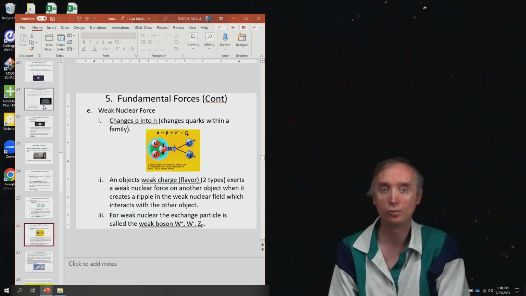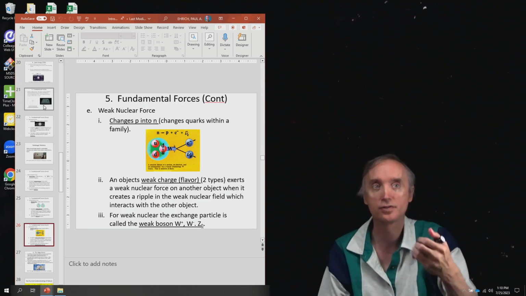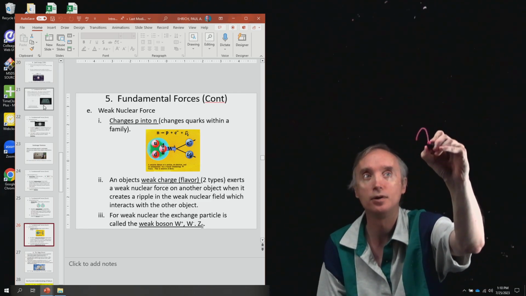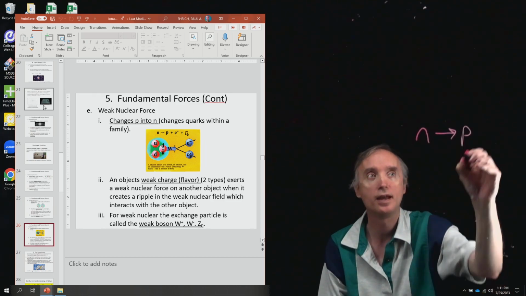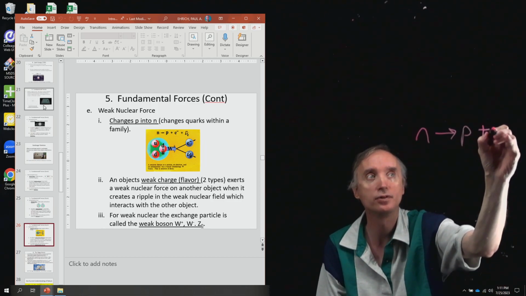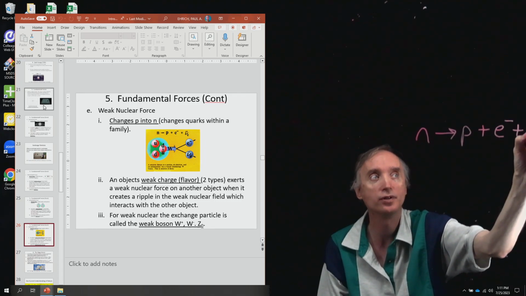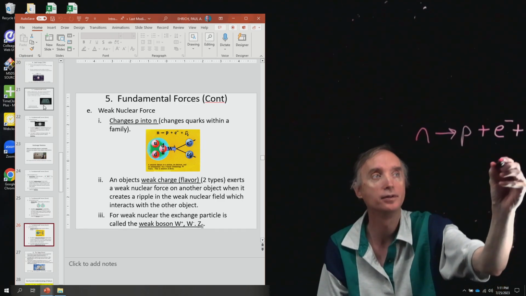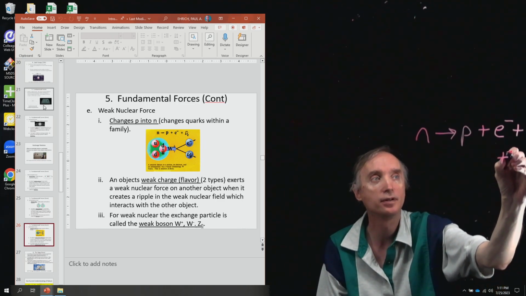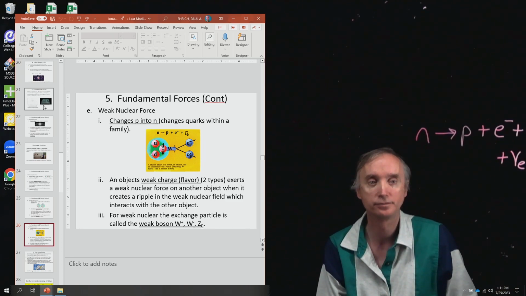Okay, then you've got the weak nuclear force, and you can think of it as doing 2 things. So it can change a neutron into a proton, and in doing so, it also emits an electron, and it emits a neutrino. Sorry about that. So plus a neutrino that goes with the electron.